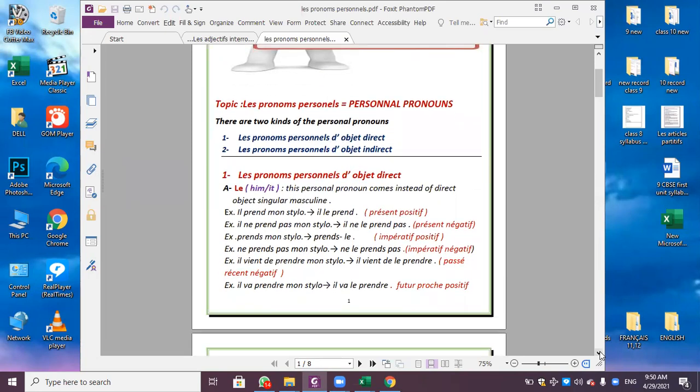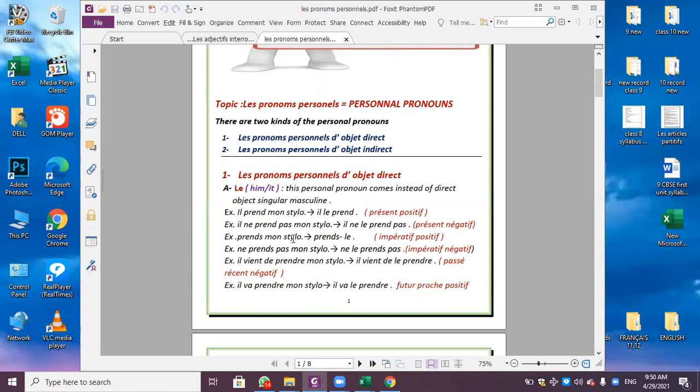Le means him or it. This personal pronoun comes instead of direct object singular masculine. Et le pronom stylo, il le prend, present positive. Here we put the personal pronoun before the verb. Even in the negative, we negate the verb and the personal pronoun together.